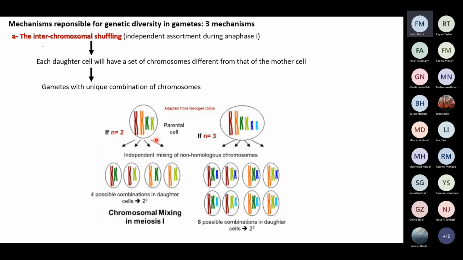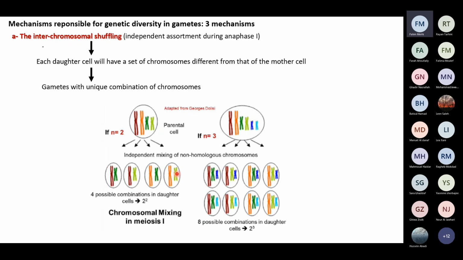Let's take a cell containing only two pairs of chromosomes. Okay, this is one pair of homologous chromosomes, and this is another pair. One of them is a paternal chromosome, another is maternal, and here also. So during anaphase 1, those homologous chromosomes will be separated differently to each pole. We can have either the red, let's say the paternal one, go to the upper pole with the dark green one, and the orange with the light green to the lower pole. And in this case, we will have this cell and this cell as daughter cells.